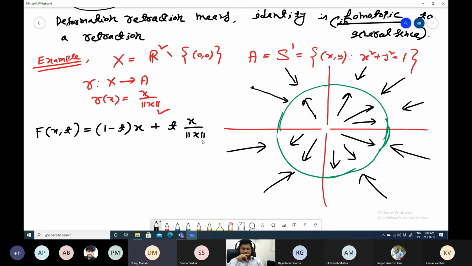Sir, in the definition of deformation retraction, do we need F of t in A for all a, or do we need that F of a, t equals small a for all a? No, sorry, I should mention that right here. For any fixed t, actually, F of a comma t equals a.